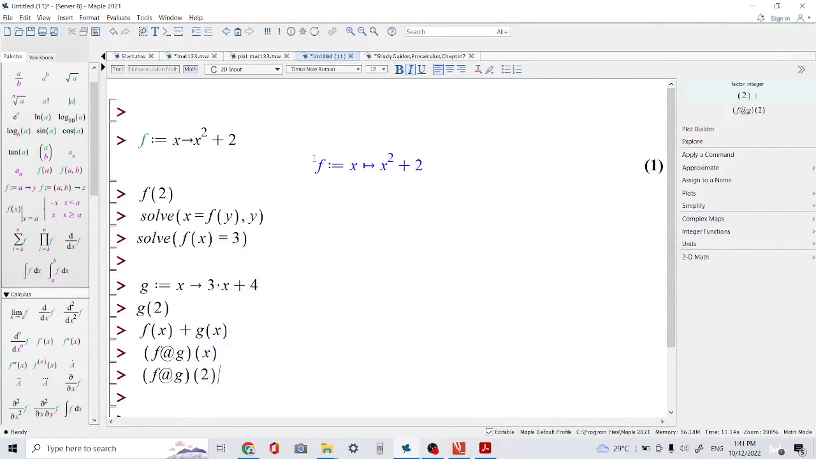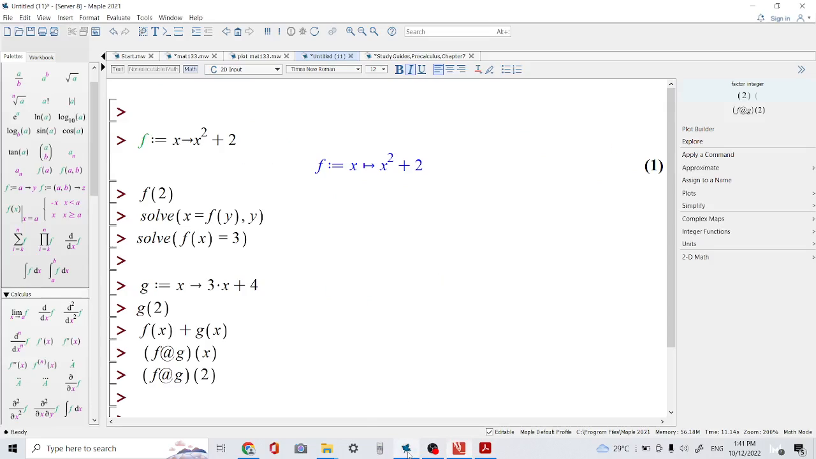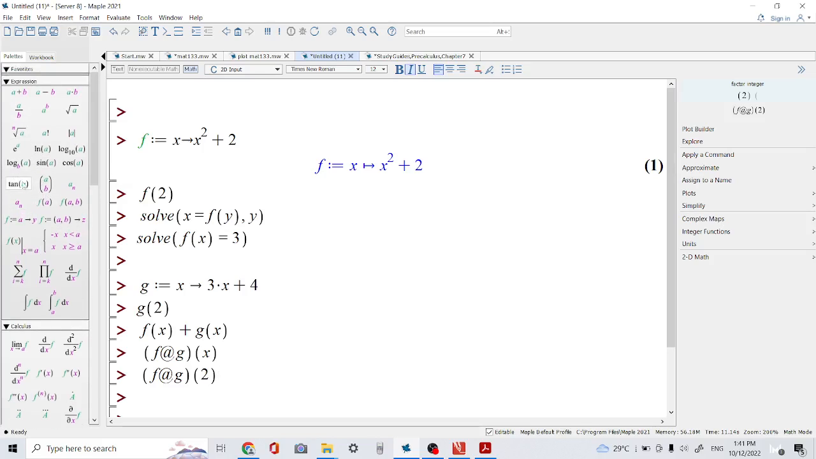So this one is Maple for function. Okay, so for example, you have a function of f. Function of f equal to x squared plus 2. All right, so how I come up with this one, I will just use the function given over here.